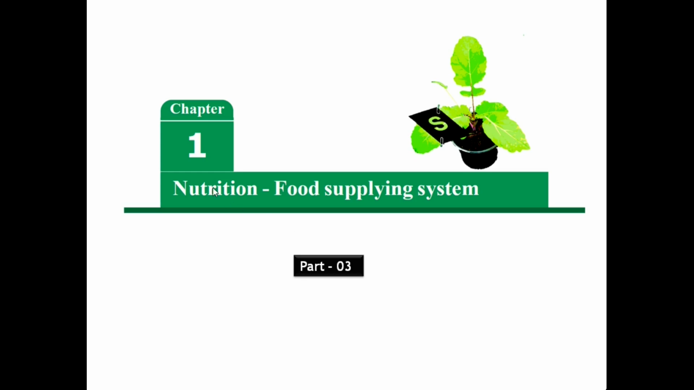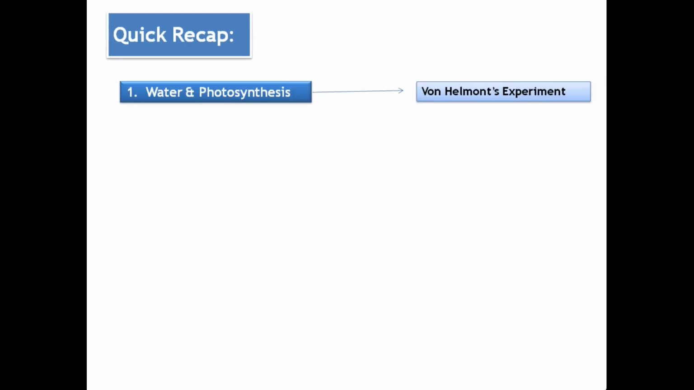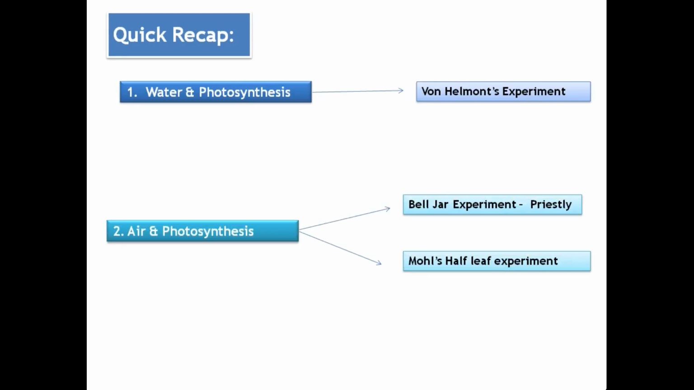Let us continue with Lesson 1 Nutrition, the Food Supplying System. In our last class, we discussed the relation between water and photosynthesis, air and photosynthesis. In this class, we will discuss light and photosynthesis.